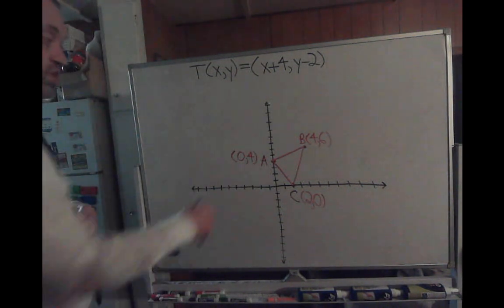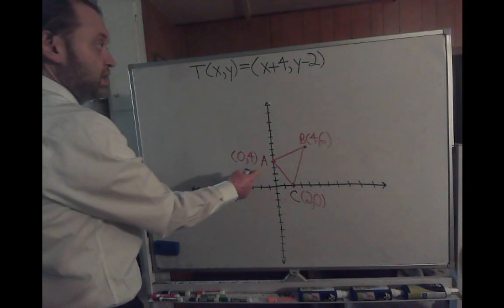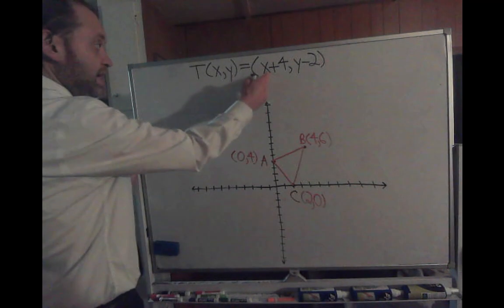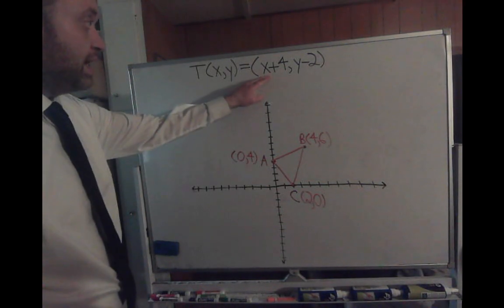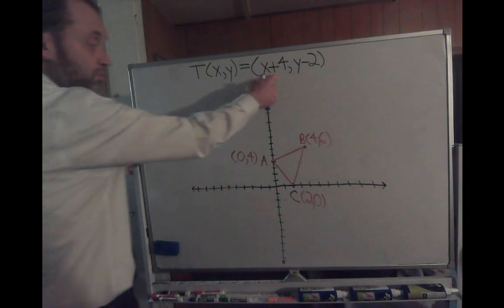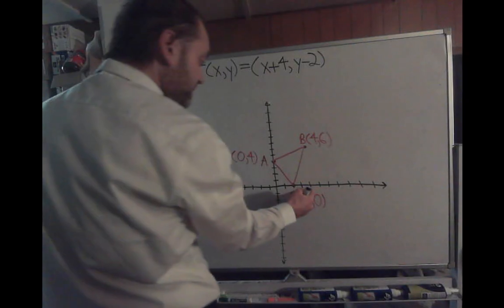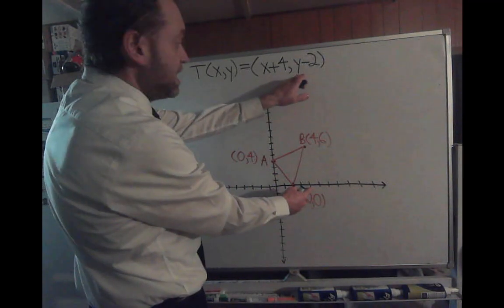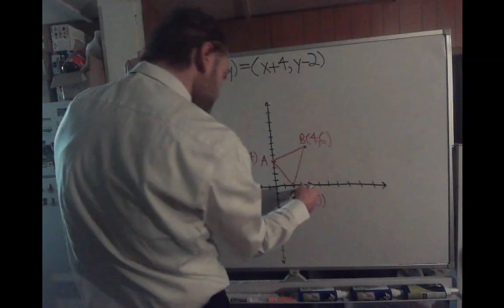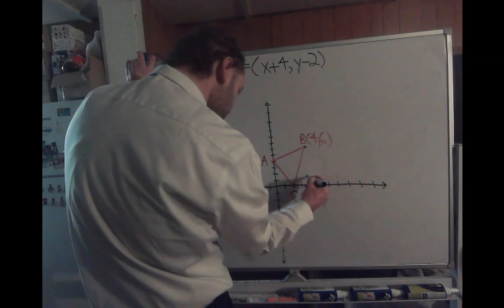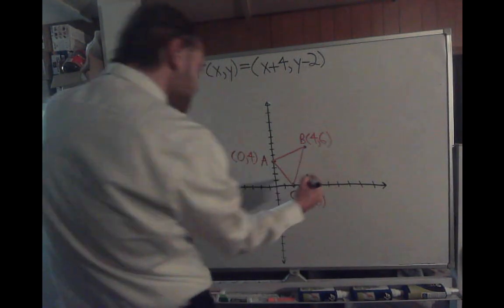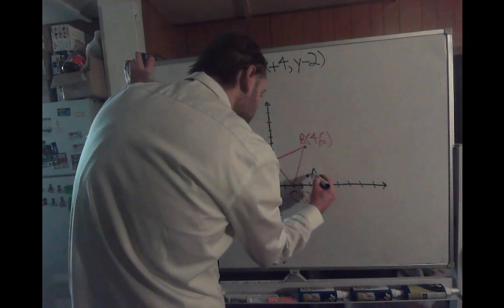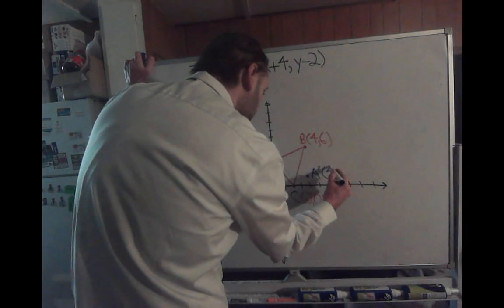So if we start with point A at 0, 4, that means we're going to put in 0 for the x value. If we put in 0 for x, that means you'll have 0 plus 4, which would give you 4. So you'll be at 4, 0 to start with. Then if you put in that y value of 4 into y minus 2, well, 4 minus 2 is 2. So you would end up being over at 4, 2 for your A prime coordinate. So A prime can be found at the point 4, 2.